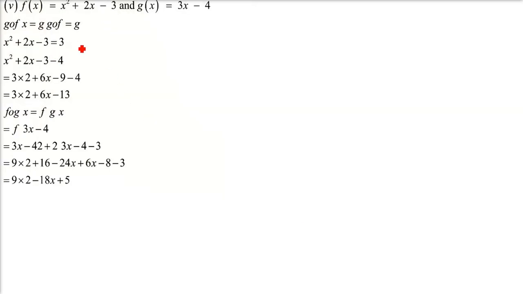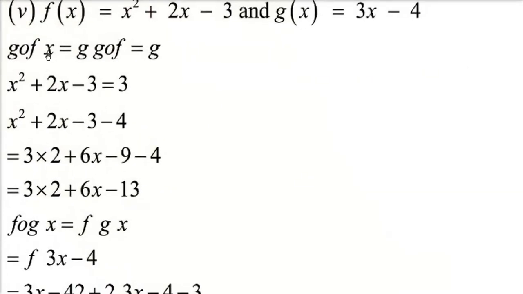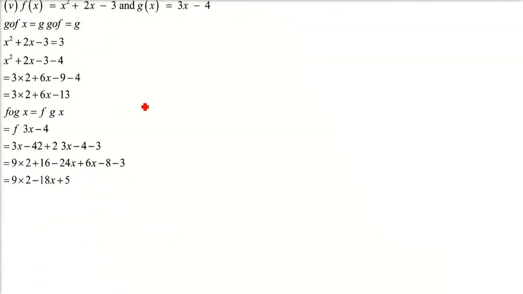Now fifth one. fx is x square plus 2x minus 3, gx is 3x minus 4. So gof x, g of fx. Let me put it here and solve it for you. The concept remains the same. In fog x, take gx and put it inside fx. In gof x, reverse.